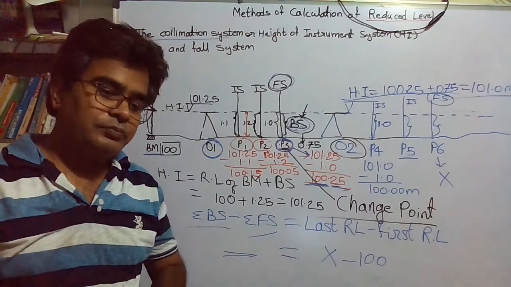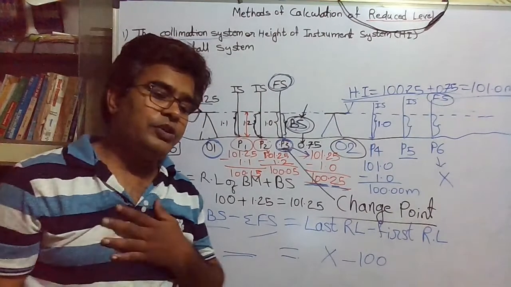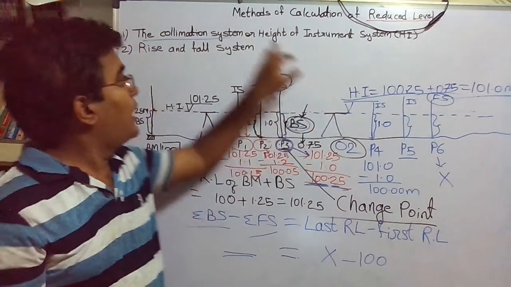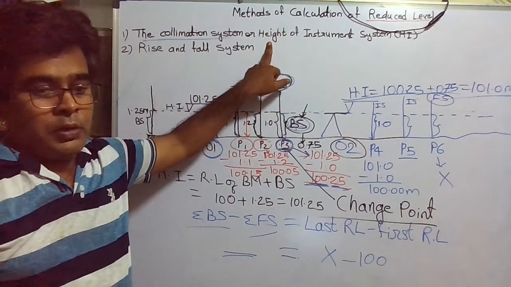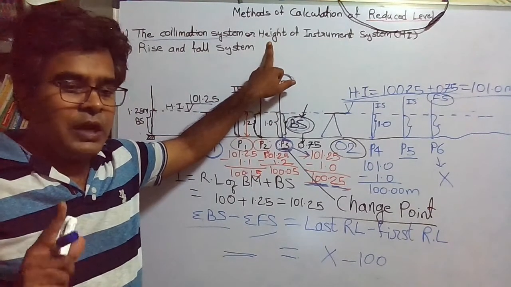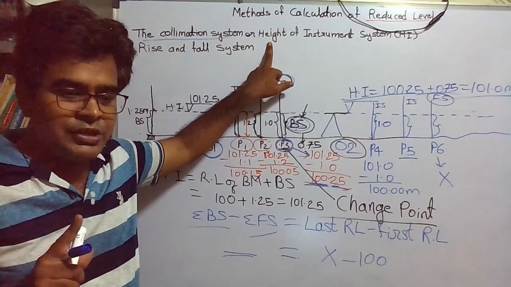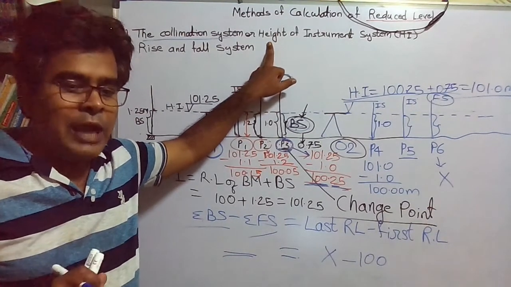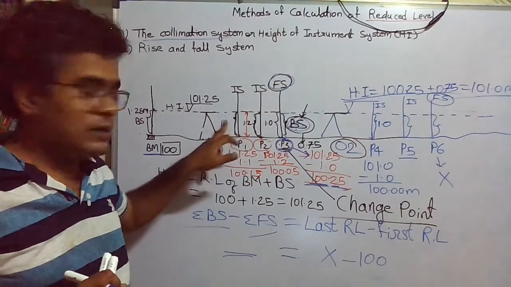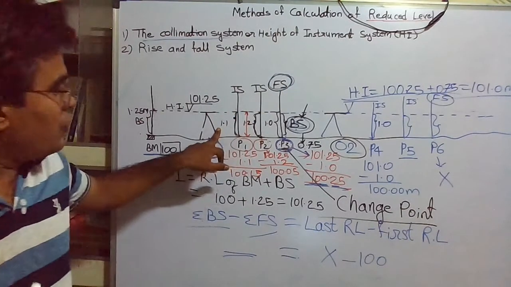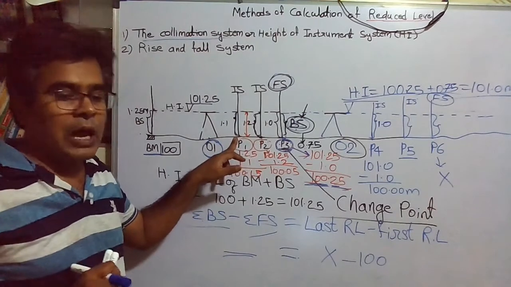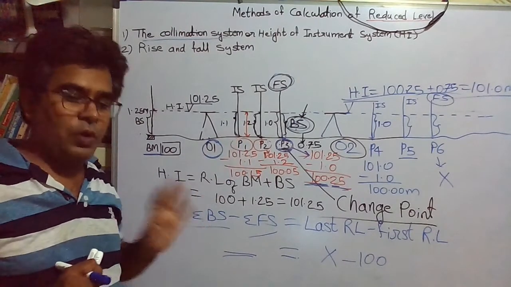So what are the different points we should keep in mind in the height of instrument method? The very first step is to find the RL of the line of collimation, that is, the height of instrument, and we subtract the individual staff reading to find the RL of that specific point.